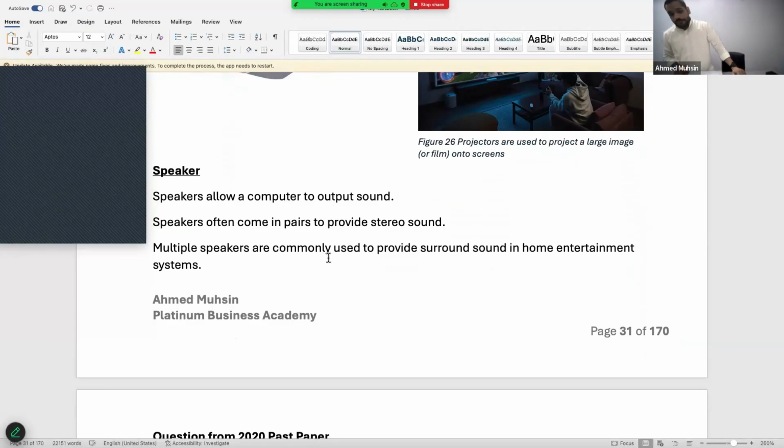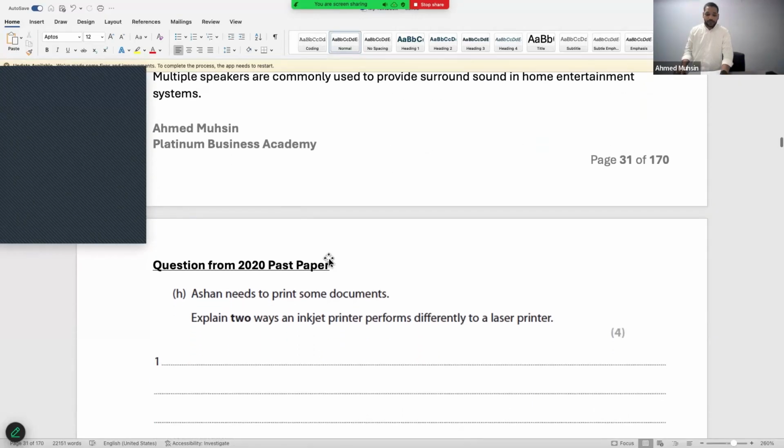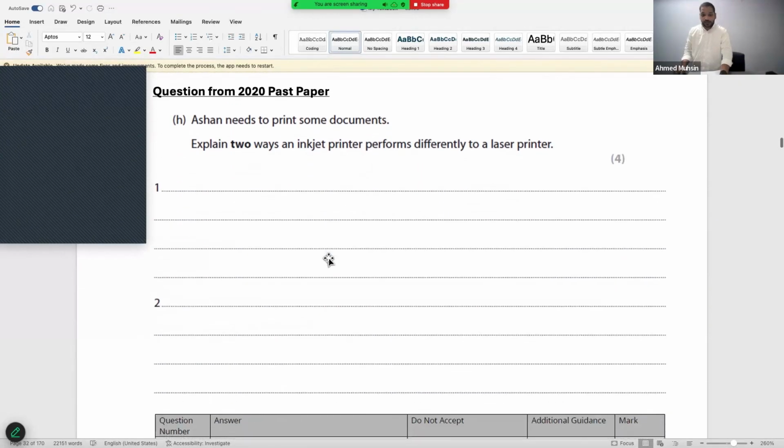All right. Then there is a question coming up, guys. Over here it talks about your printer, the question that we just completed. Ashan needs to print some documents. Explain 2 ways an inkjet printer performs differently to a laser printer. We just did this. Let's see if we can recall it. Can you all see the total marks being given? 4 marks, which means for each point you're getting 2 marks.